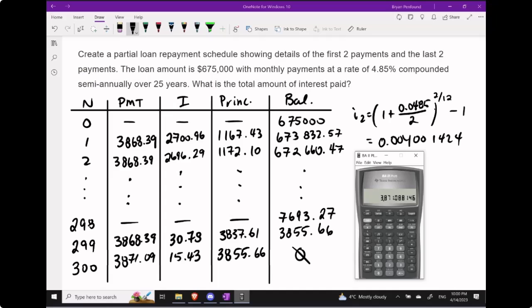In this case, we see that the last payment is a little bit bigger than our equal size payment of 3868.39. It comes out to be about 3871.09, but that's just the way that our repayment schedule has rolled.